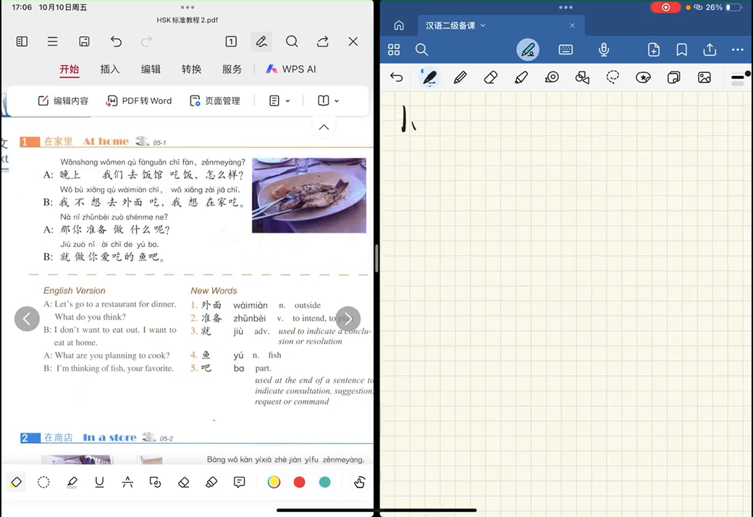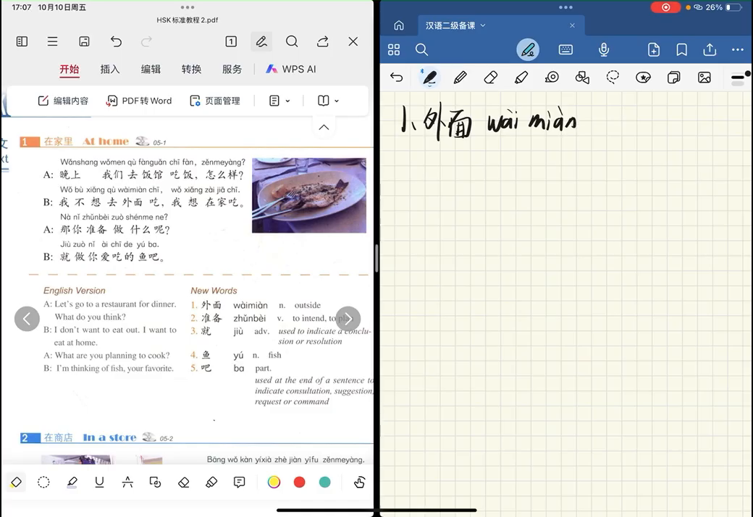New words. 外面, 准备, 就, 鱼, 吧. Okay, so this is text one. Let's see the new words first. The first one, outside. 外面, outside.